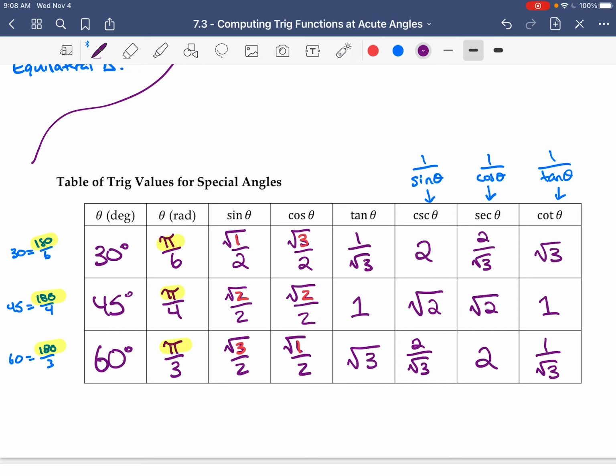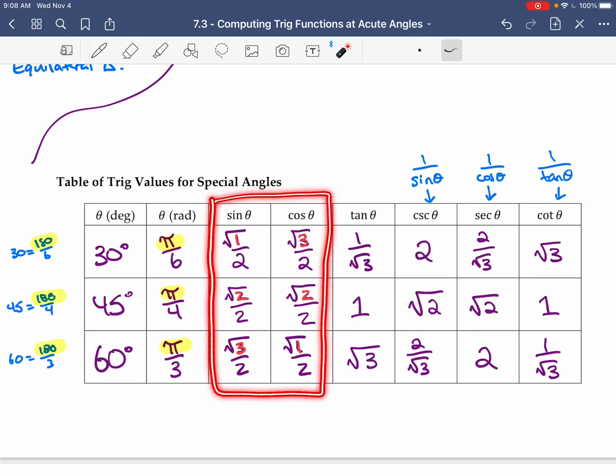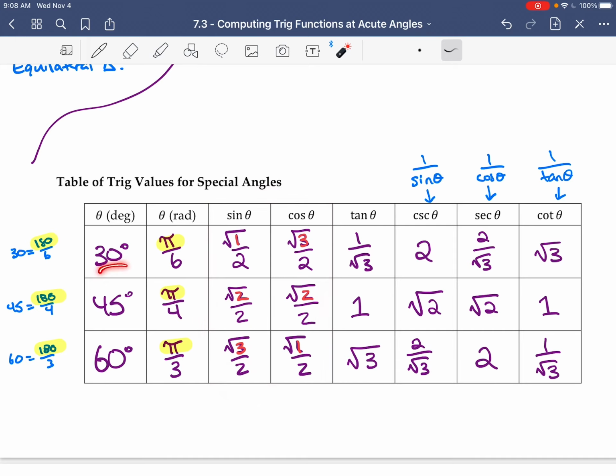So we should hopefully get to a place where we know at least these guys. So all of these we can find. We just did fairly quickly. But you want to know the sine and cos values, the exact values for these special acute angles, 30, 45, and 60. And there's going to be more once we continue.